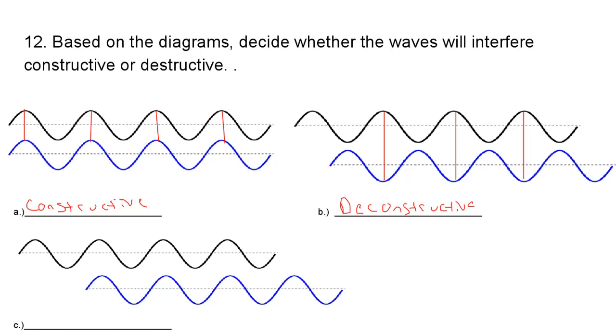Alright, last but not least is this one here. Now the waves don't line up perfectly, but that's not what we're looking at. We're looking at crest to crest or crest to trough. So let's go back here and see what lines up with what. Well, it looks like this is a crest to crest. Looks like this is a crest to crest. And it looks like it's a crest to crest. So it lines up crest to crest. So that's going to be indeed constructive.